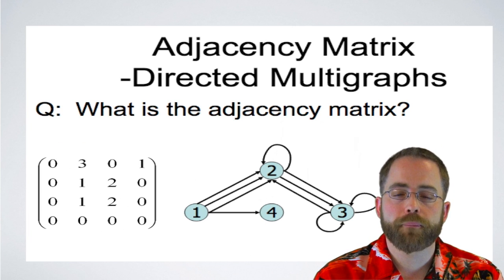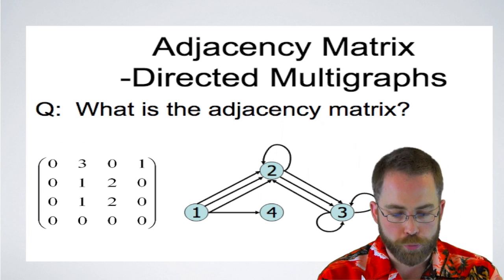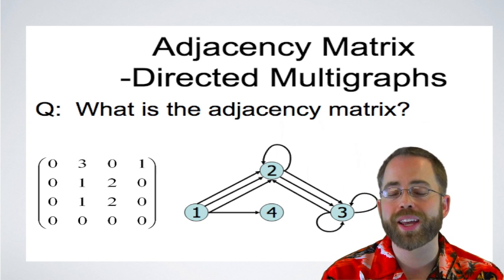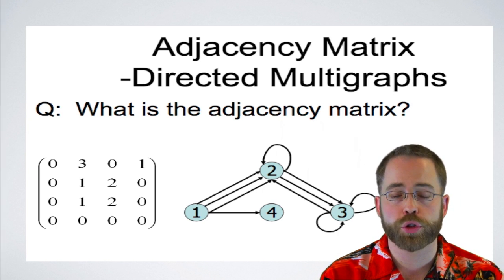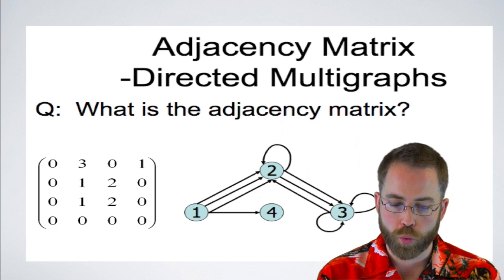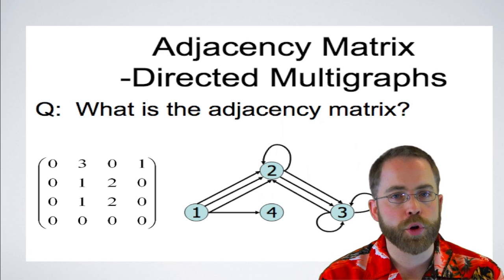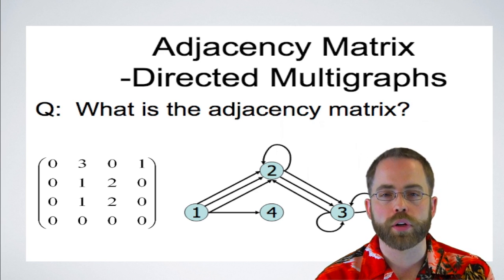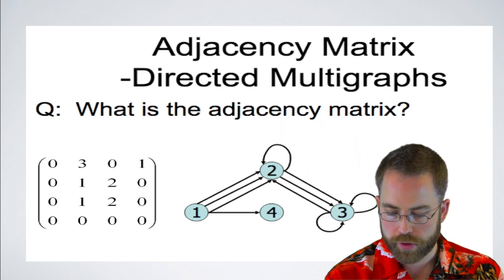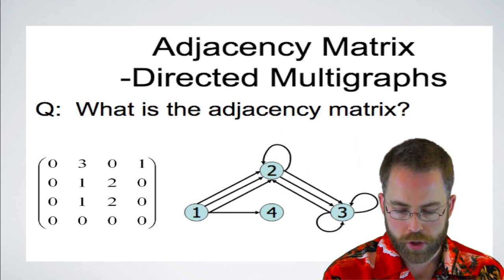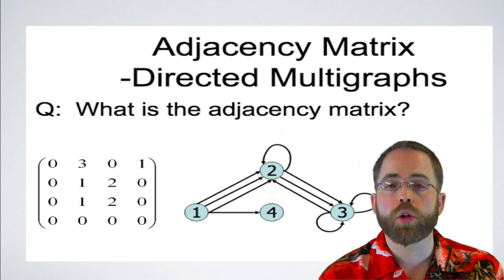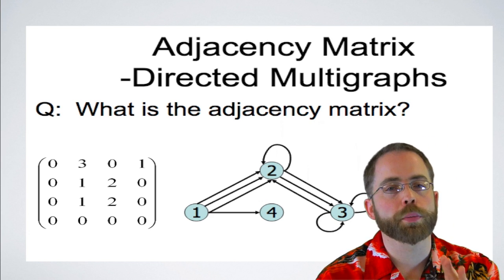Did you get it right? Do you see how node number 4, there's no way to get from node number 4 to anywhere. There is one way to get to node 4, but there are no ways to leave node 4. It's the Hotel California. You can never leave. So those all were one directional paths.